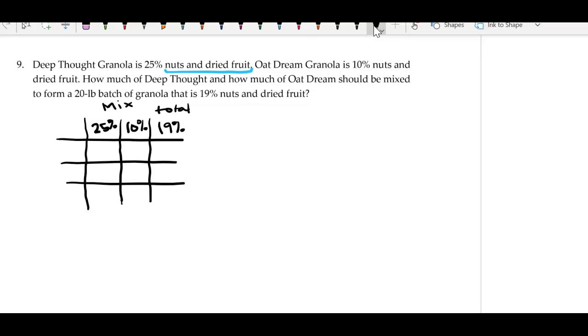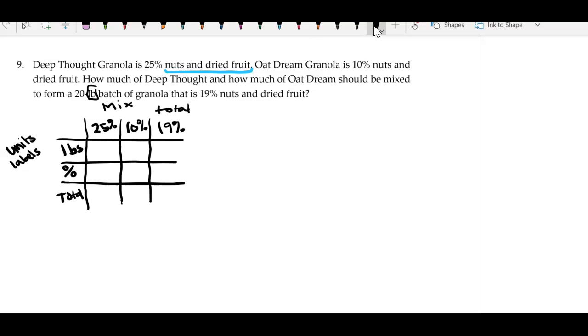Now down the other side, think about what units or labels we have in the question. We're talking about pounds, so that needs to be part of it. And the other part is percent signs. In this row, we're just changing that percent to a decimal. And then this last row is going to be the total.